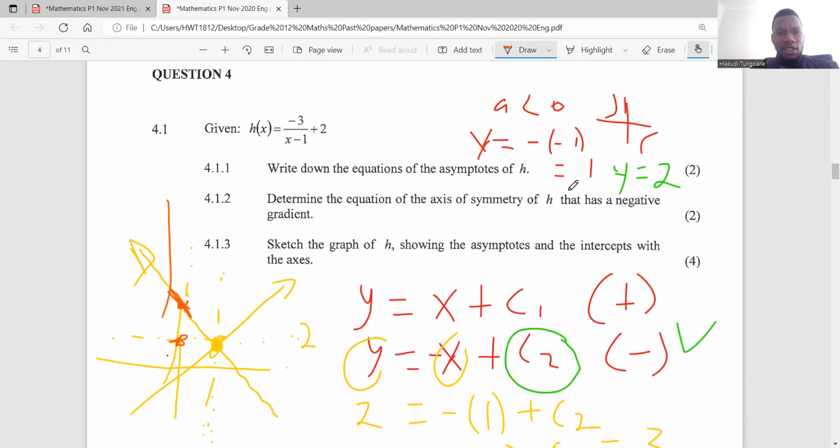Then yeah, the last question says sketch the graph of H showing the asymptotes and intercepts with the axes. So this is just a repetition of the previous question that we've seen, except that the form of the function and the values are different. Okay, so let's try to plot our graph. So our graph is given by y equals minus, I think it's minus 3. Let's just verify that.